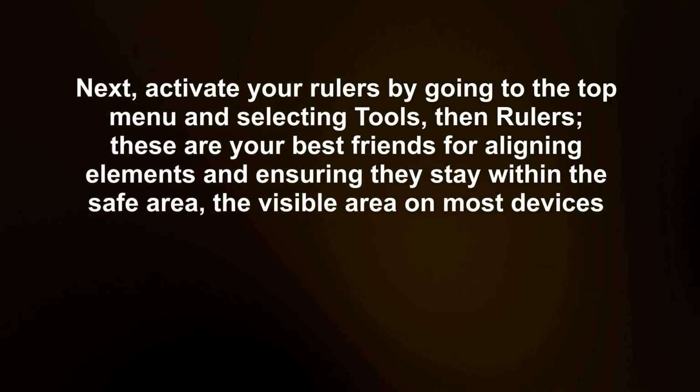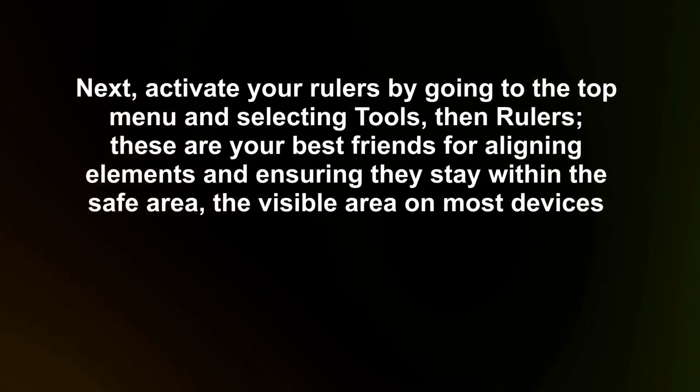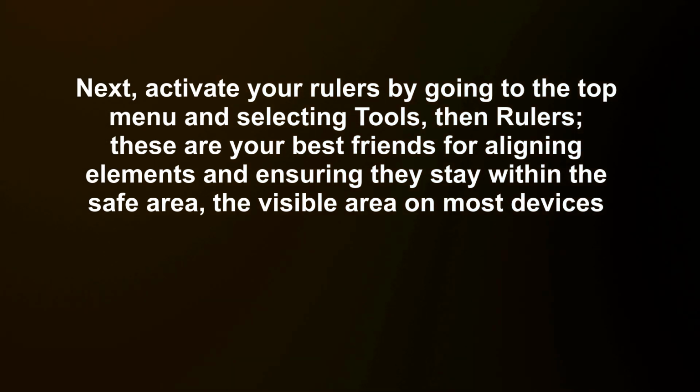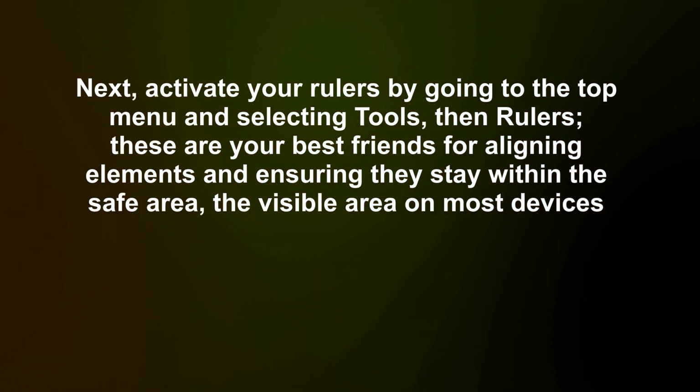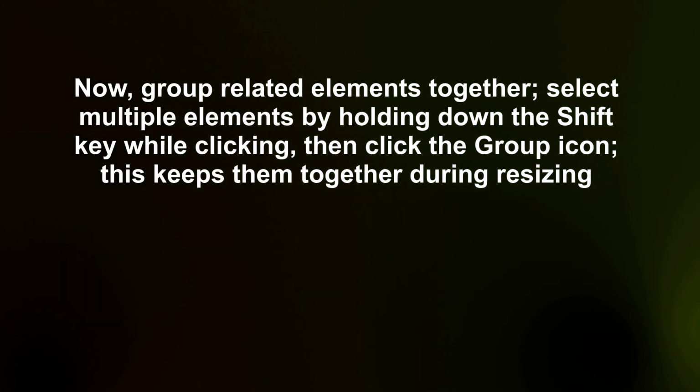Next, activate your rulers by going to the top menu and selecting Tools, then Rulers. These are your best friends for aligning elements and ensuring they stay within the safe area, the visible area on most devices. Now, group related elements together.